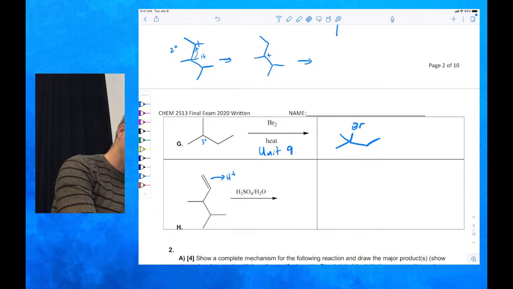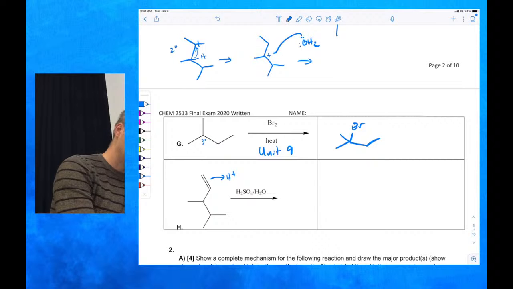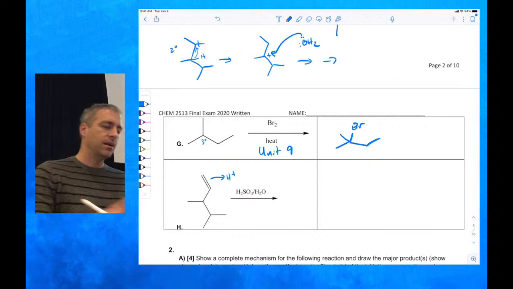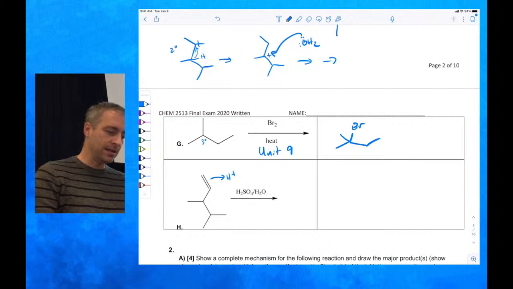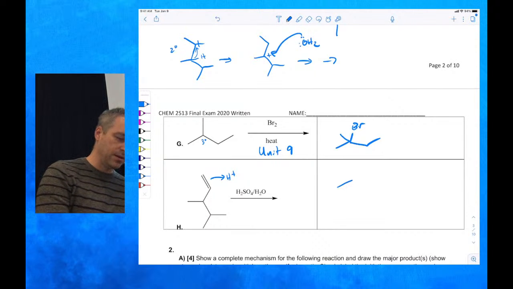So what this is going to have then is water attack the carbocation. It'll make an oxonium, it'll lose H+, and our product is going to be this one.